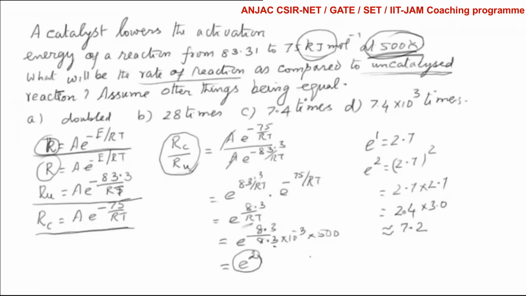e power 1 you already know, it is equal to 2.7. Therefore, e power 2 is nothing but (e power 1) whole squared, which is 2.7 into 2.7. Multiplying it by our method, you will get 7.2. This is an approximate value, and 7.4 is the value given. Therefore, option C is the correct one.